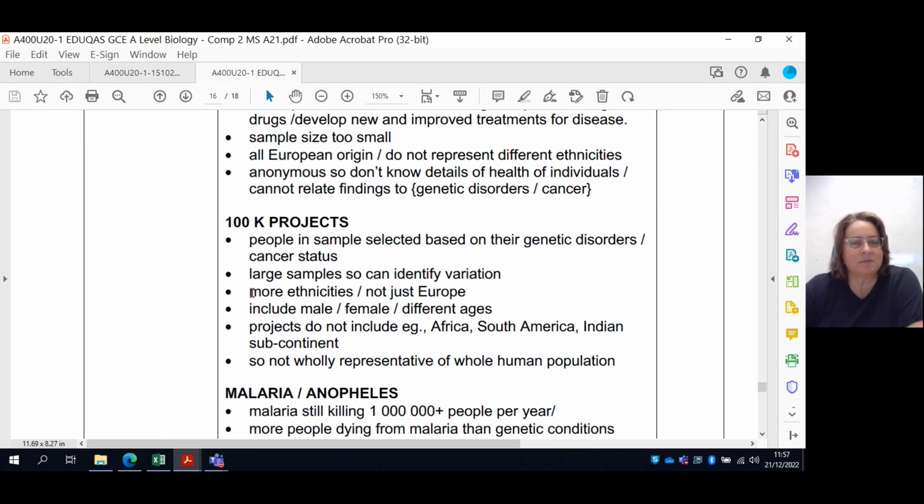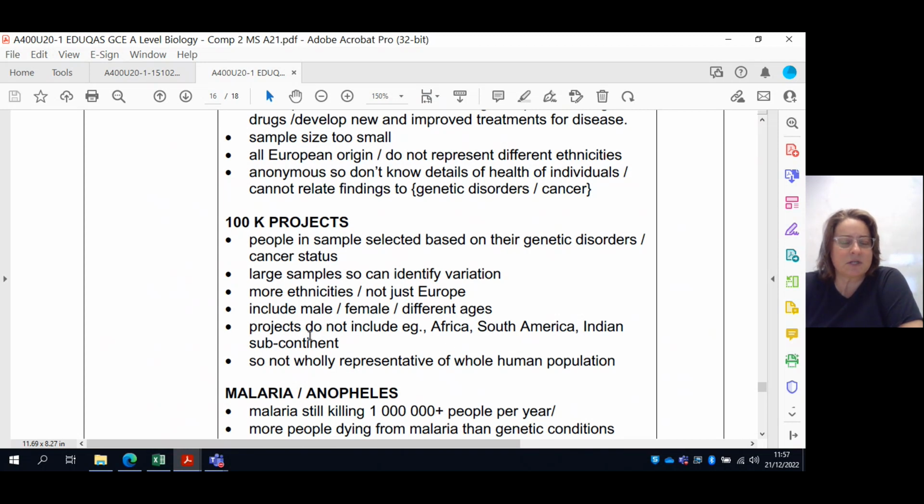What does it include? It's still a bit vague as to what it includes. Have we got more of the ethnicities? Have we got males and females? The different ages is a bit of a wobbly one, because yes, you do get some change to the genetic structure as you go through life. So it's valid to have that here.